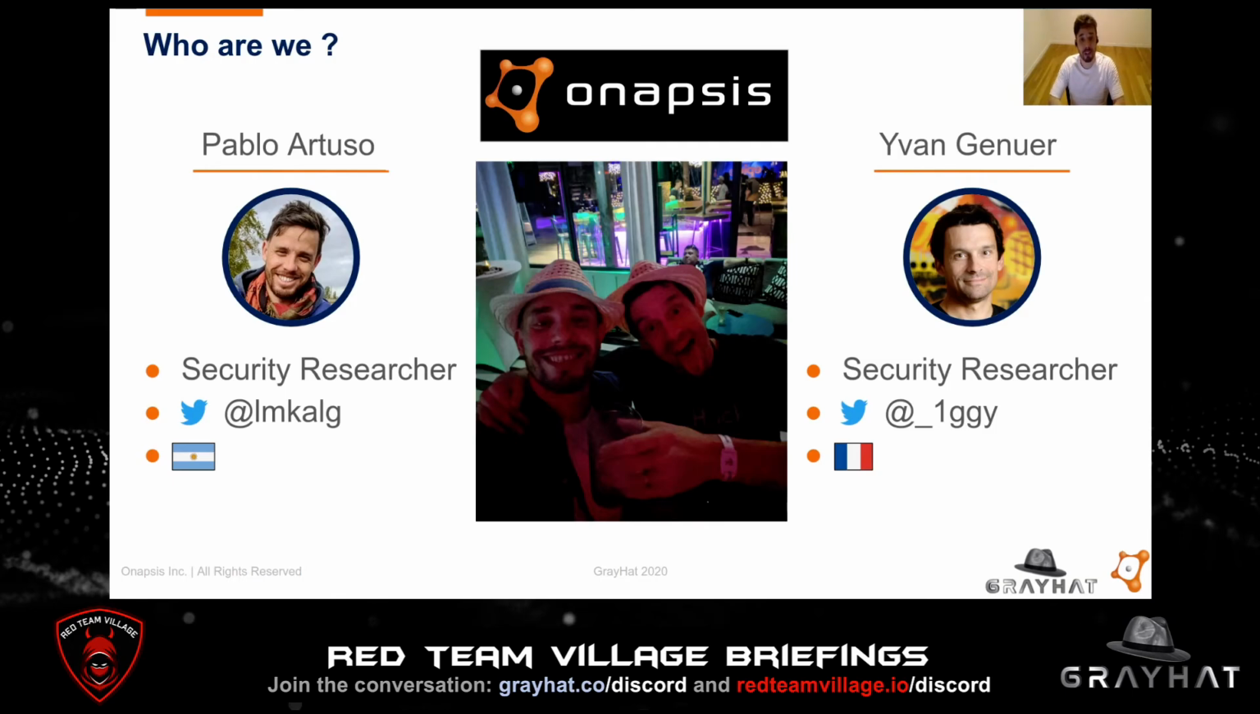First of all, I would like to introduce us. We are Pablo Artuso and Yvan Genuer. We both work at Unauthenticated. Being part of the security research team means that we are mostly devoted to projects related with vulnerability research, and when the time comes, we are also the ones that perform penetration testing.